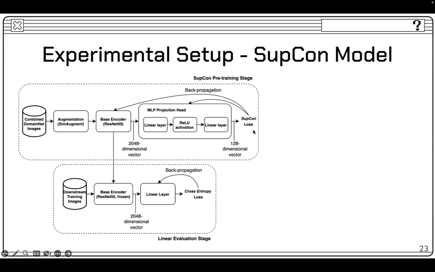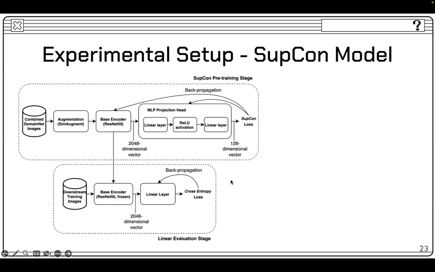The SupCon loss is computed, and then we compute the gradients and backpropagate them through the base encoder and the MLP projection head. During the linear evaluation stage, we take the base encoder and freeze its weights. We train a linear layer as usual using the cross-entropy loss, and we only backpropagate to the linear layer, and the base encoder is frozen.